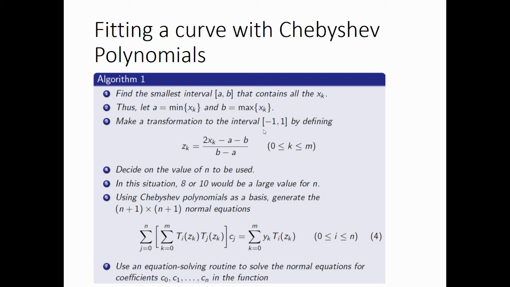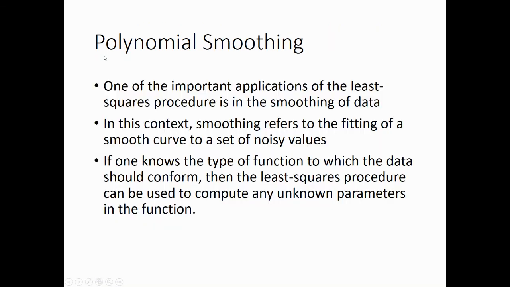Decide on the value of n to be used. Generally, 8 or 10 would be a pretty large value. And then using the Chebyshev polynomials as a basis, generate the n plus 1 by n plus 1 set of normal equations. And then using an equation solving routine, solve the normal equations for the coefficients in the functions. The text also has pseudocode that supports this procedure in case you're interested in writing it up.